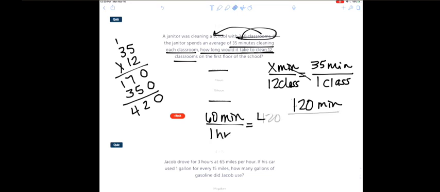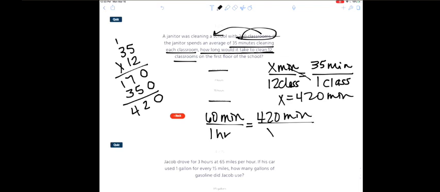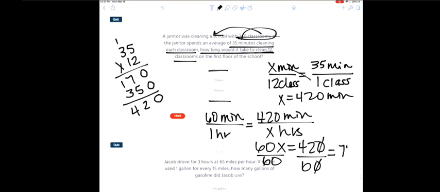Let me erase this. I can have some space. Okay, there we go. So we have to do 420 minutes is how many hours? 60x equals 420. Divide by 60. I can eliminate a 0 on the top and the bottom. 42 divided by 6 is 7 hours. So my answer is 7 hours.